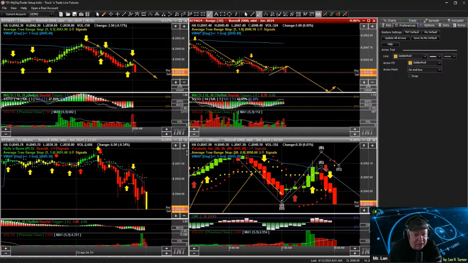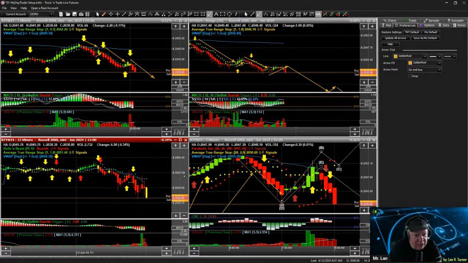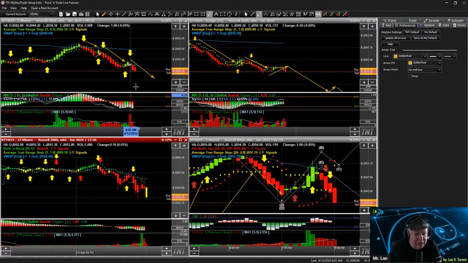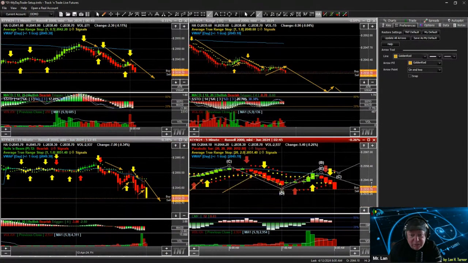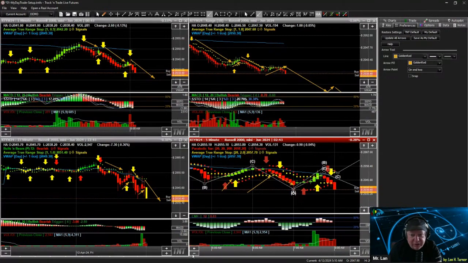You can see that right here. And then you come and look at the 15 minute chart and you could almost say there's three drives on there, but they're really ugly. The thing about the 15 minute chart is I don't like to day trade on the 15 minute charts. It's kind of choppy. And then down here, this is the 5 minute chart.